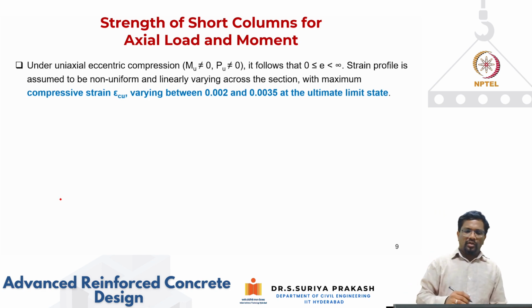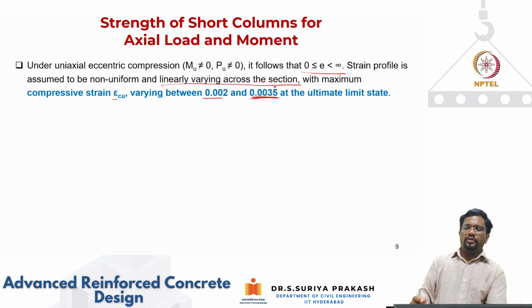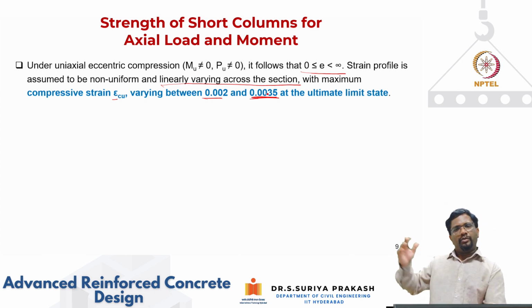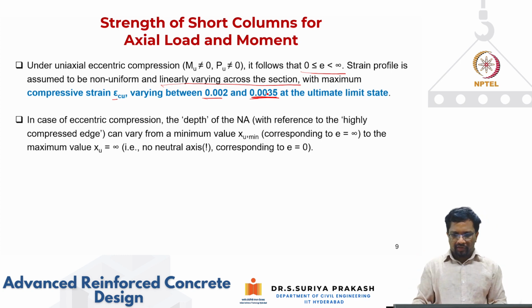How to find the strength of these columns. Okay, so this is what we have said. When e can be between 0 and infinity, the strain profile is non-uniform and linearly varying across the cross section, and you can see epsilon cu is going to vary between 0.002 and 0.0035. When the neutral axis depth is within the cross section, it is 0.0035. When the neutral axis depth is more than the depth of the cross section, then you will have epsilon c varying between 0.002 and 0.0035.